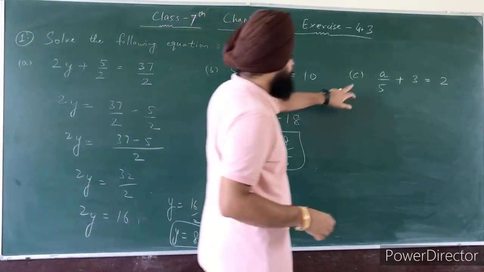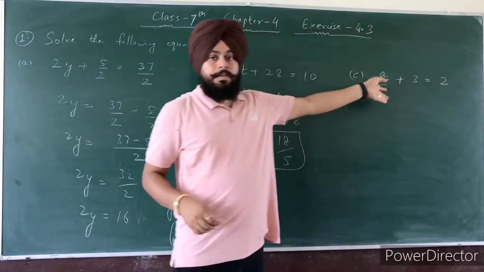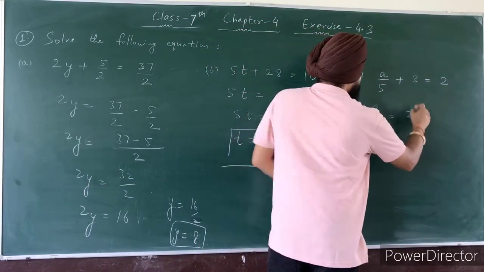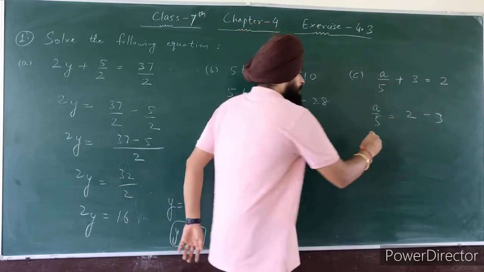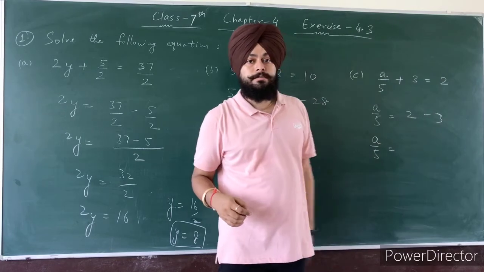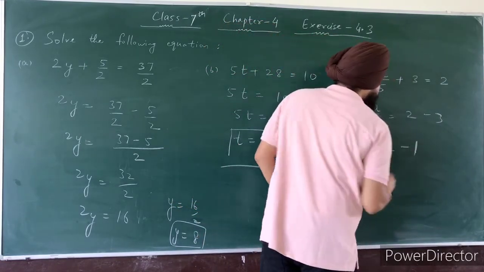The next C part is a by 5 plus 3 is equal to 2. Again, you separate the variable and constant. So take this 3 on the right hand side, the sign changes, it is negative. Now a over 5 is equal to 2 minus 3, how much? It is minus 1 because 3 is greater than 2. So the sign is negative.